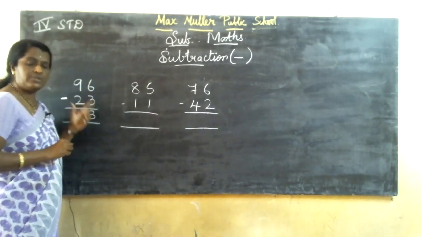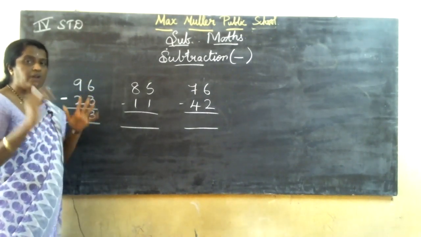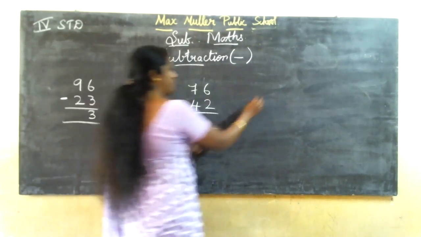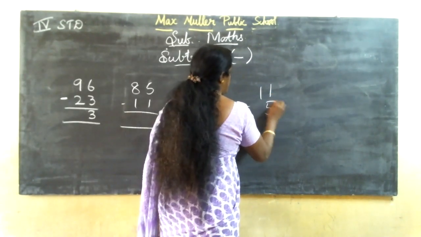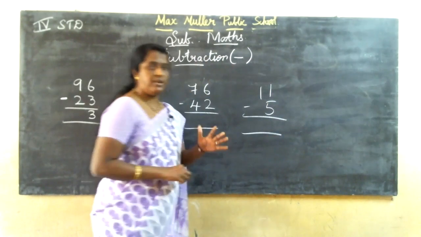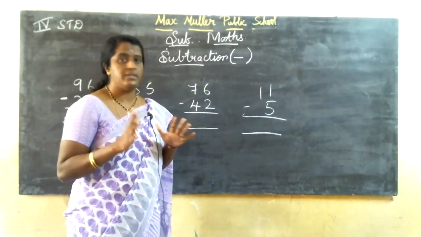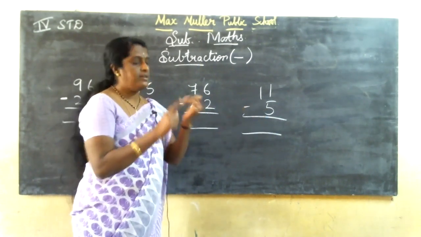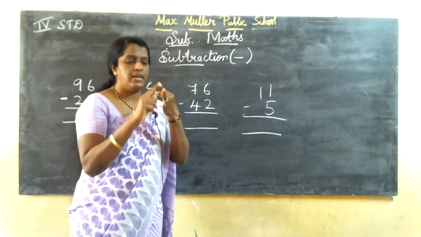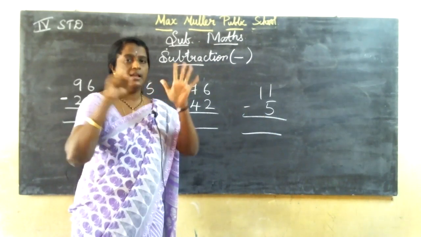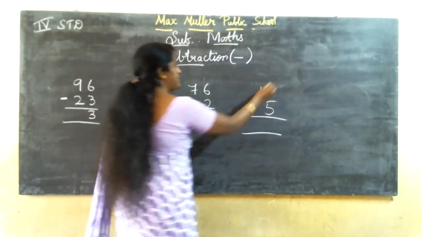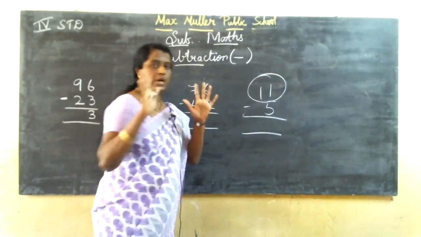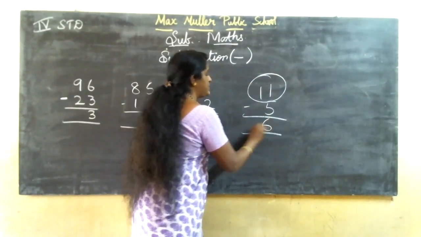Now 11 minus 5, how will you do? See, it is 11 minus 5. You are having 11 fingers? No. So what you should do? Here, after 5: 6, 7, 8, 9, 10, 11. We have to count. So your answer will be 6.